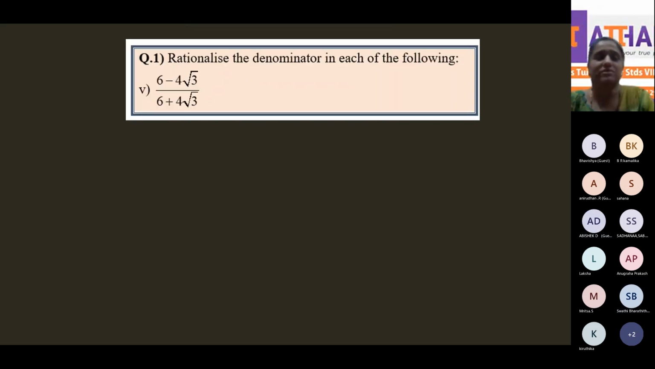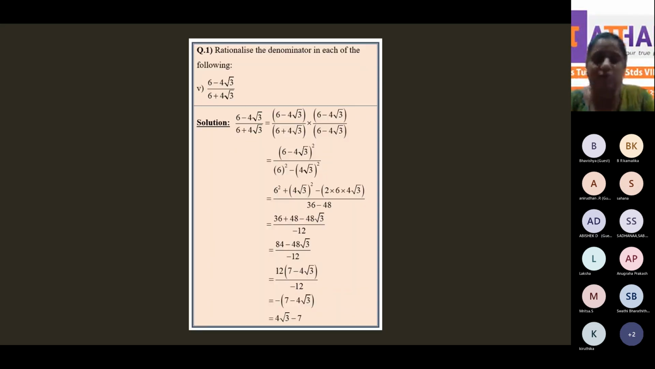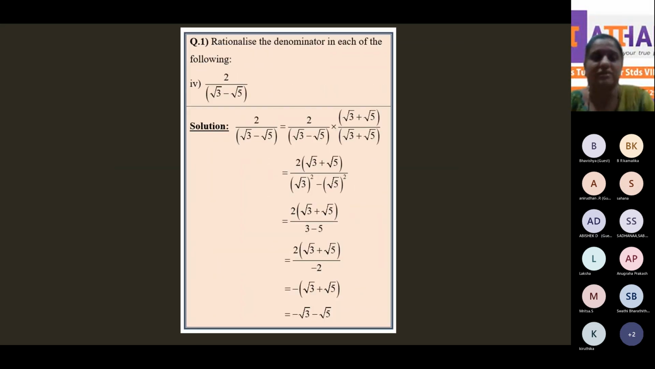Here, children, what's the conjugate? Root 3 plus root 5. Here, what's the conjugate? 6 minus 4 root 3. Okay, fine.